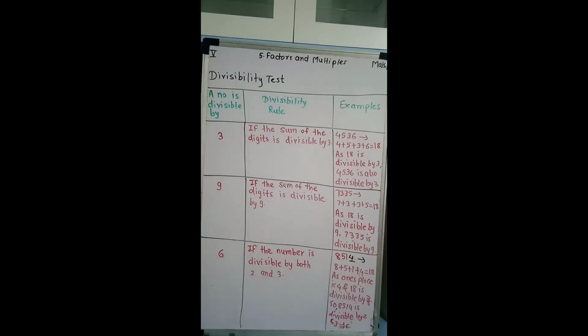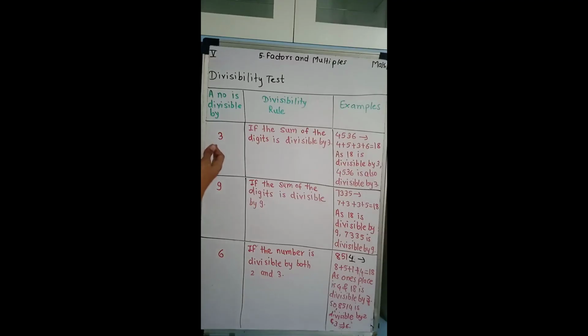We are learning factors and multiples. In that we are now learning the divisibility test. The divisibility tests of 2, 4 and 8 we have already done in the previous video. Let's continue with the next numbers, that is 3, 6 and 9.